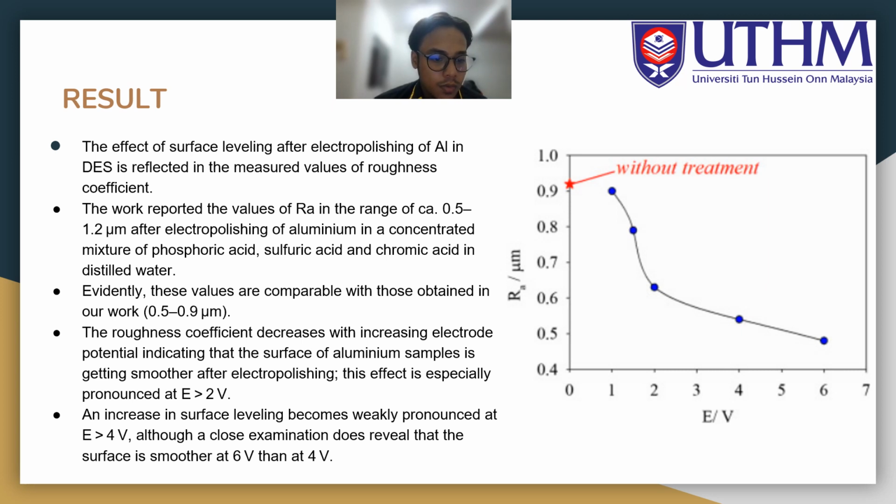Now the roughness coefficients decrease with the increasing electrode potential, indicating that the surface of the aluminium samples is getting smoother after electropolishing, and this effect is especially pronounced at E minus 2 volt. And last one, the increase in surface leveling becomes weakly pronounced at E minus 4, although a close examination reveals that the surface is smoother at 6 volt than at 8 volt than at 4 volt.